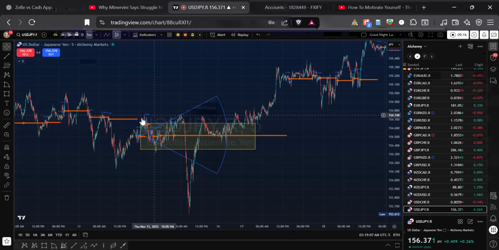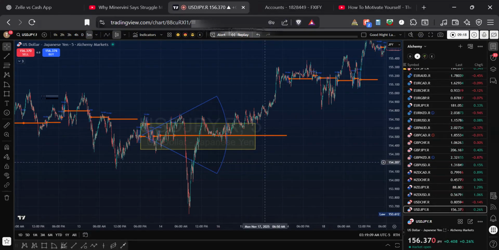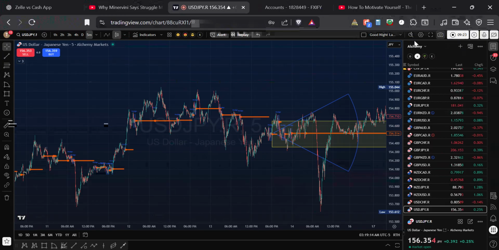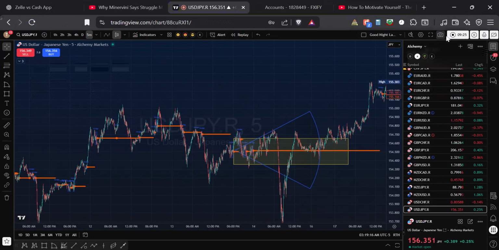But this is great. This is the anti-bust strategy, so you don't bust your account. You can hedge, make money, and not bust your account.